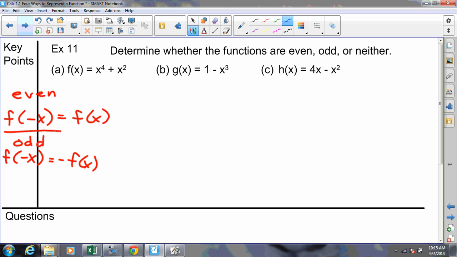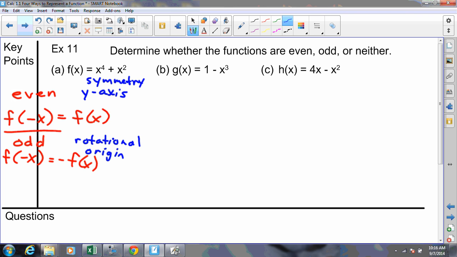If you were to use a graphing calculator, you should remember that an even function has y-axis symmetry. You can flip it left and right, and it'll look the same. An odd function has rotational symmetry. It's also called origin symmetry. Spin the graph around the origin 180 degrees. Basically, you turn it upside down. Does it look the same? If it does, when you spin it, it's an odd function. But if the graph has neither of those types of symmetry, then it is neither.